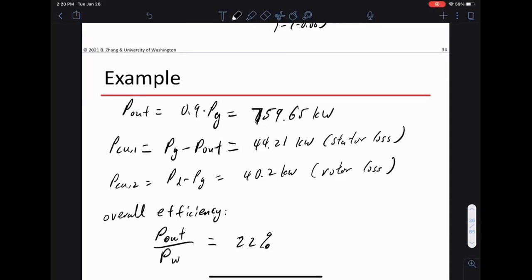So what about reactive power? What about the stability of the rotor and things like this? That's what we'll do next class. All right, let's end here today, and I'll see you on Thursday.